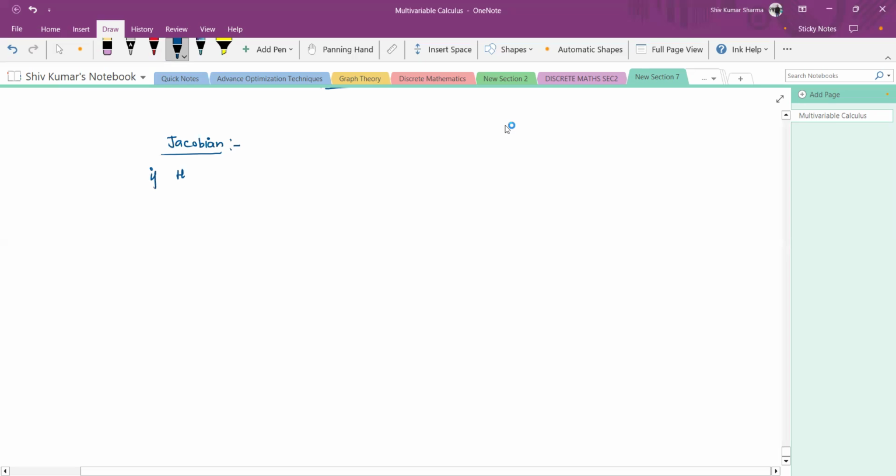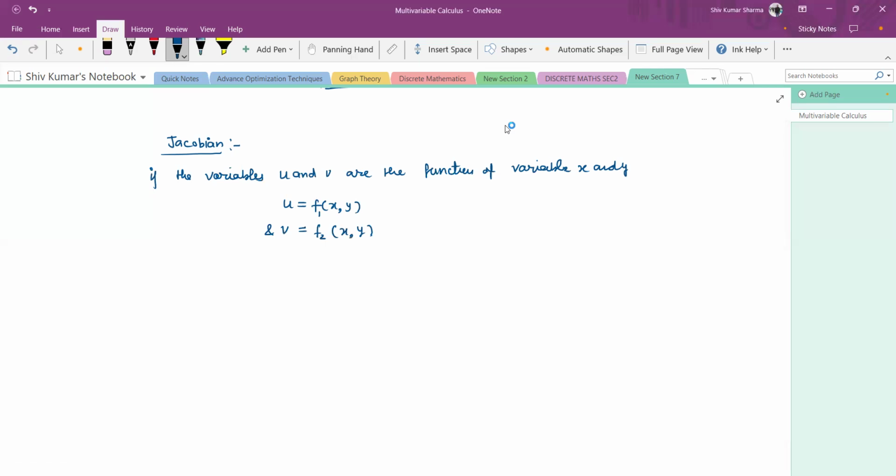If the variables u and v are the function of variables x and y, so we write down u is the function of x, y, and v is also function of x, y. So here u and v work as dependent variables, x and y work as independent variables.